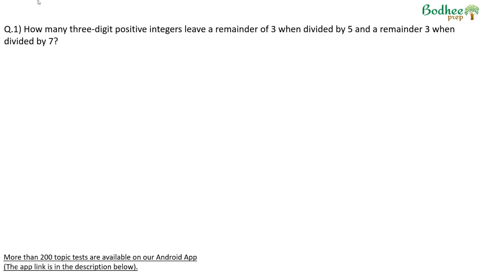Looking at the questions, the first question says, how many 3-digit positive integers leave a remainder of 3 when divided by 5 and a remainder of 3 when divided by 7? So when we divide the number by 7, the remainder is 3. When we divide the number by 5, the remainder is 3. So we can say that the number will be the LCM of the divisors 7 and 5 plus the remainder that we are getting.